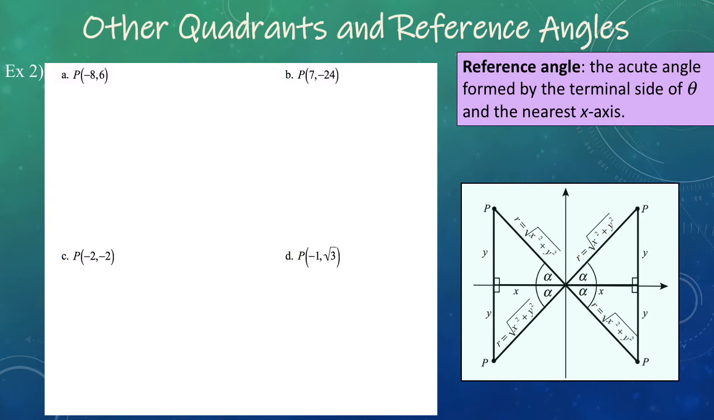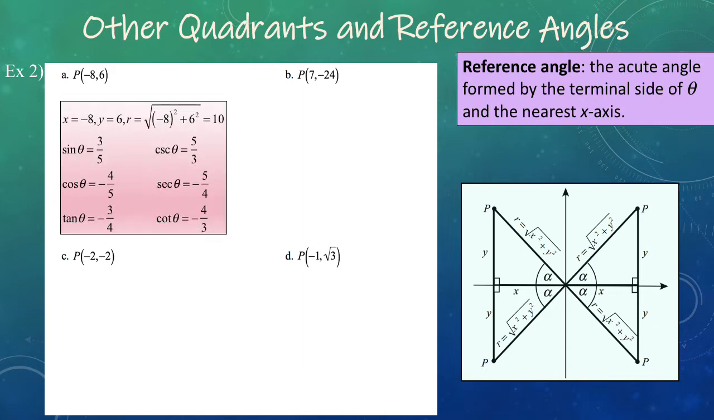In example 2, we have 4 points that are on the terminal side of theta. You are asked to draw a picture showing the reference angle and then find the 6 trig functions of theta. In A, we have the point (-8, 6), which is in the second quadrant. And again, we can see the second quadrant picture.